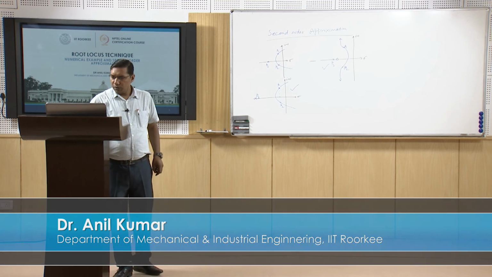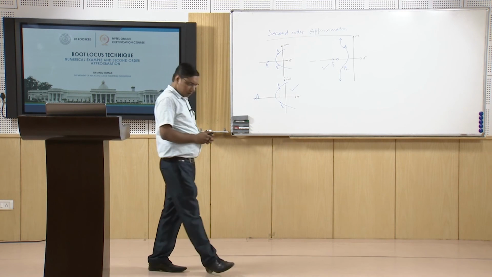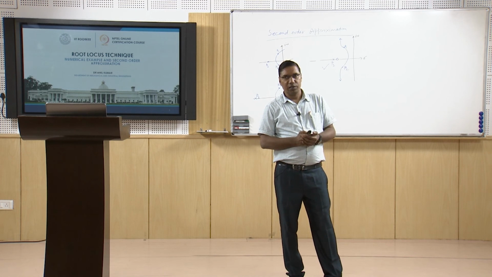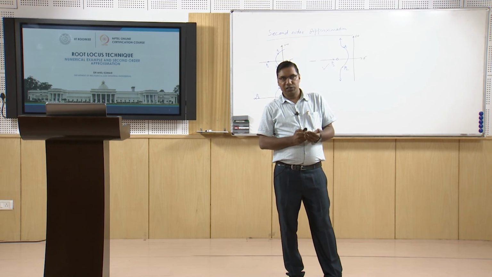So, we followed the example from the reference book by K. Ogata, Modern Control Engineering. So, I complete here the root locus technique, and we learned how to sketch the root locus and to find the information of transient response and stability.